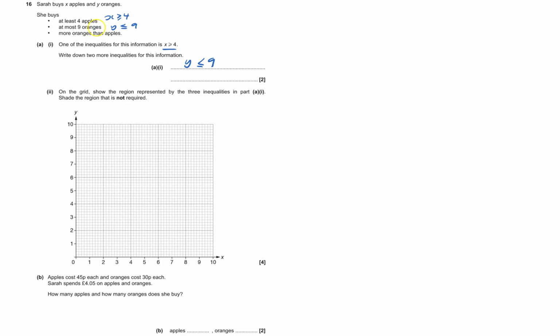And more oranges, so Y must be greater than X. And it's got to be more, so it's not greater than or equal to, it's actually more oranges, so Y is greater than X. And I've got to show the region represented by the 3 inequalities, shade the region that is not required.